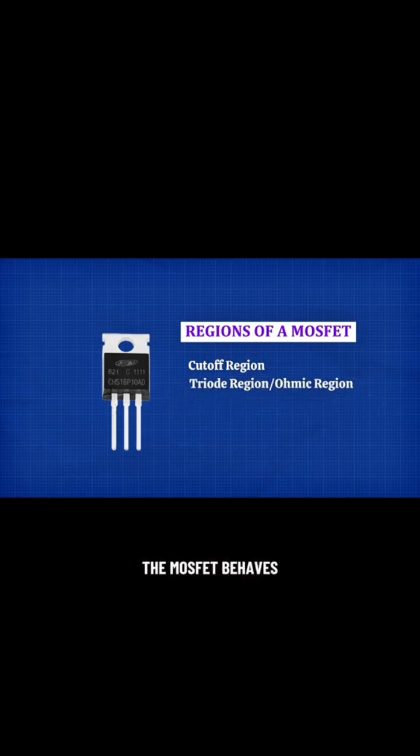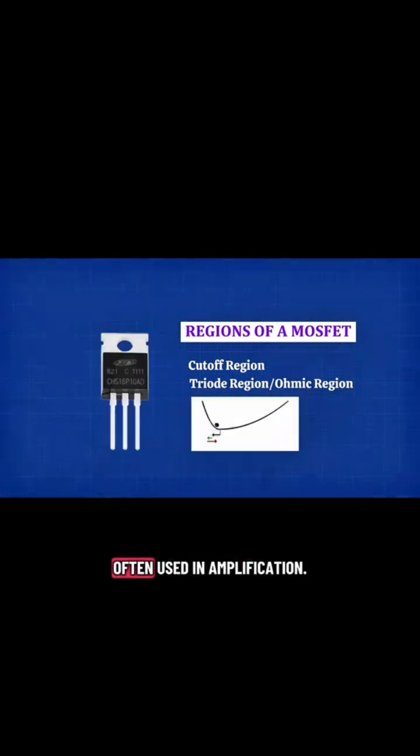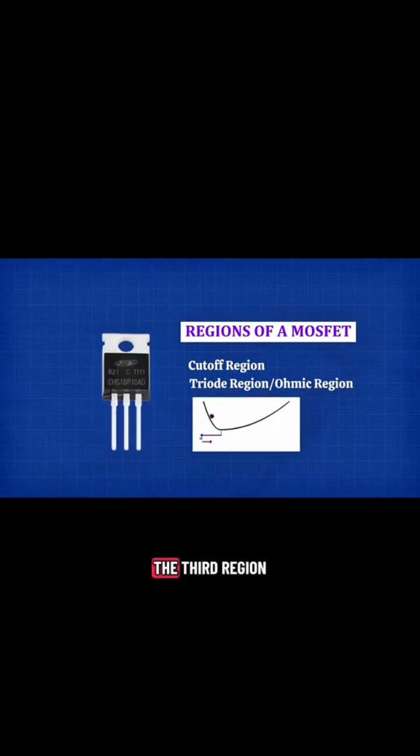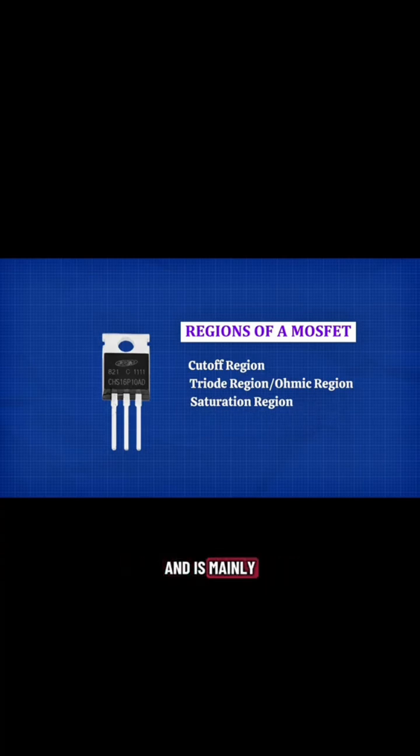It is off. The second region is the triode region, sometimes called the linear or ohmic region. In this region, the MOSFET behaves like a variable resistor. The drain current increases as the drain source voltage increases. This region is often used in amplification. The third region is the saturation region. In this region, once the drain source voltage exceeds a certain level, the drain current becomes almost constant and is mainly controlled by the gate voltage. When MOSFETs are used for switching applications, they are usually operated between cutoff and saturation regions.